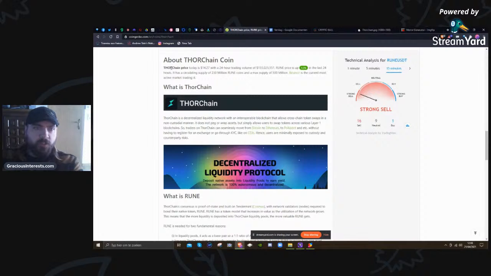So about THORCHAIN. At 14:27 trading hour, the RUNE price is up. It has a circulating supply of 230 million RUNE coins. Okay, love seeing this one. Max supply of 500 million, which implies it has a hard cap. Love seeing that one. It implies that over time, and I'm talking about months and years, its value will continue increasing, which is awesome. Binance is the current most active market trading it.